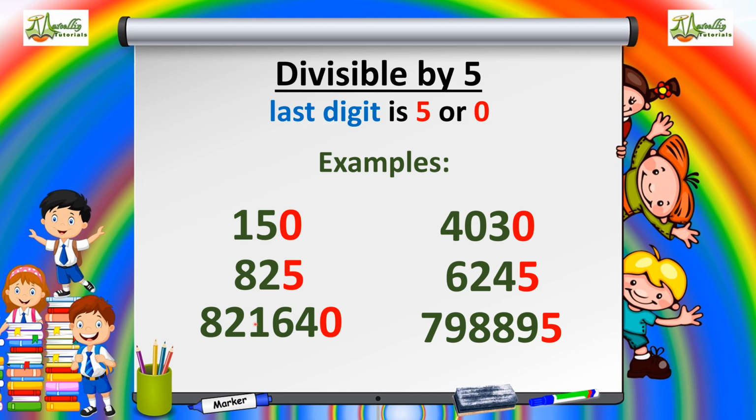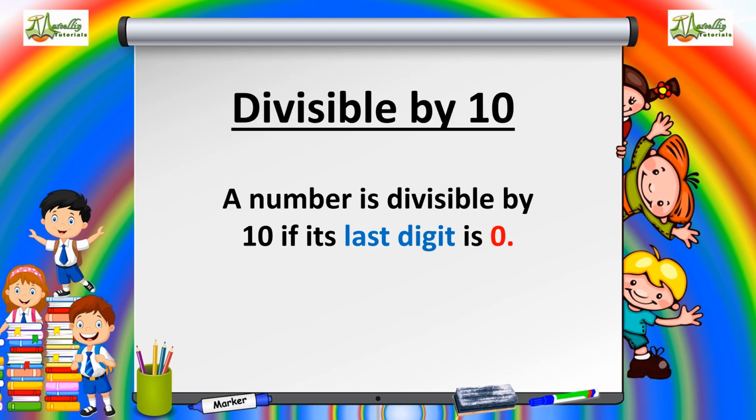Notice that all the numbers here end with 5 or 0. So, these are the numbers that are divisible by 5. What about divisible by 10? A number is divisible by 10 if its last digit is 0.